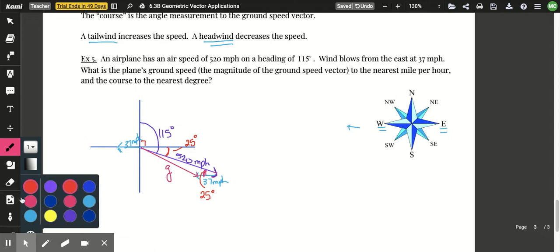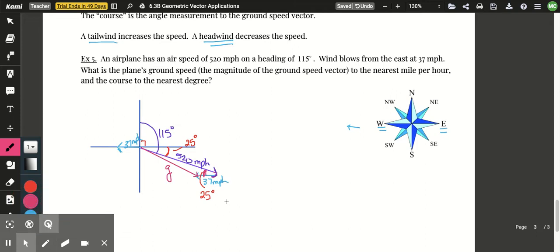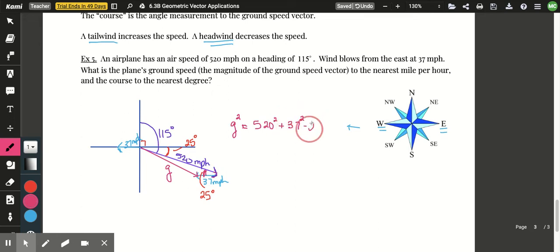Okay, so now to find the G, the magnitude of the ground speed vector, I can use the law of cosines again. So I'm going to go ahead and set that up. G squared is equal to, then the other two sides of the triangle would be my other values there. So 520 squared plus 37 squared minus 2 times 520 times 37 cosine of 25 degrees. I kind of ran into my compass there.